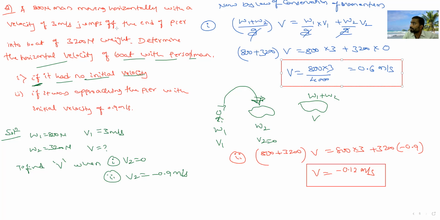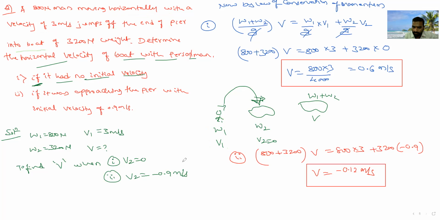See, once again, look at the problem. What is given and what you have to determine. All of you, don't write anything, just concentrate on what is asked in the problem. See, a man's weight is given. What is this man's weight? It is W1. Correct? Then it is moving horizontally with a velocity, which is given. Means there is a person having weight W1 and moving with velocity V1. Then he jumps off the end of the pier into the boat.